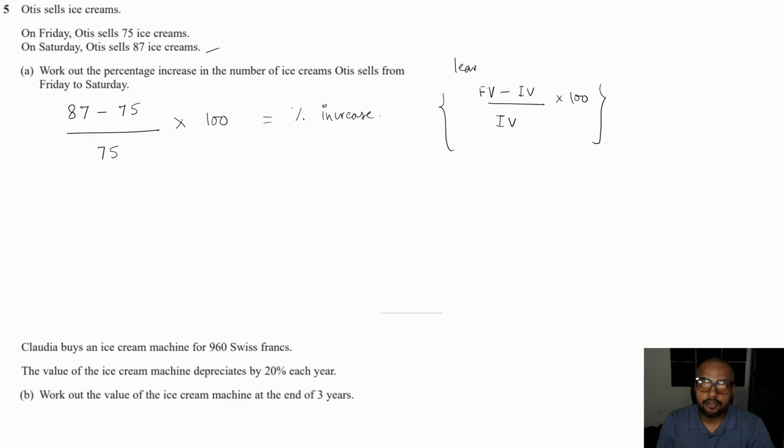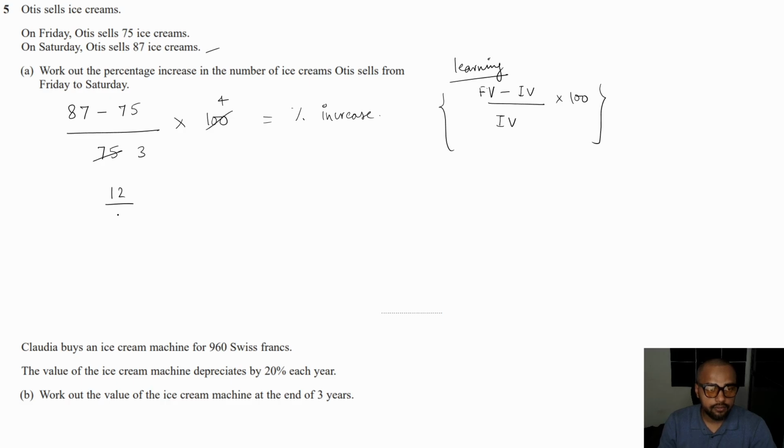Okay, this is the formula to learn: final value minus initial value upon initial value times 100. It's very easy. So from here we can calculate 87 minus 75 upon 75 times 100. Here we'll be getting 3, here we'll be getting 4, and on the upside we'll be getting 12. So nearly 16% will be the answer.